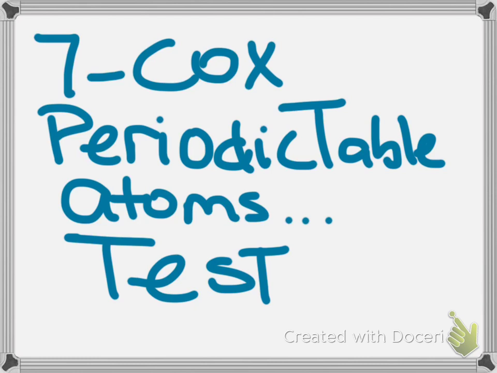Number 4, a simplified periodic table of elements is provided. An element is a gas at room temperature and fails to react with any other element. In which part of the periodic table is this element most likely located? So looking at that diagram, is it going to be 1, 2, 3, or 4?